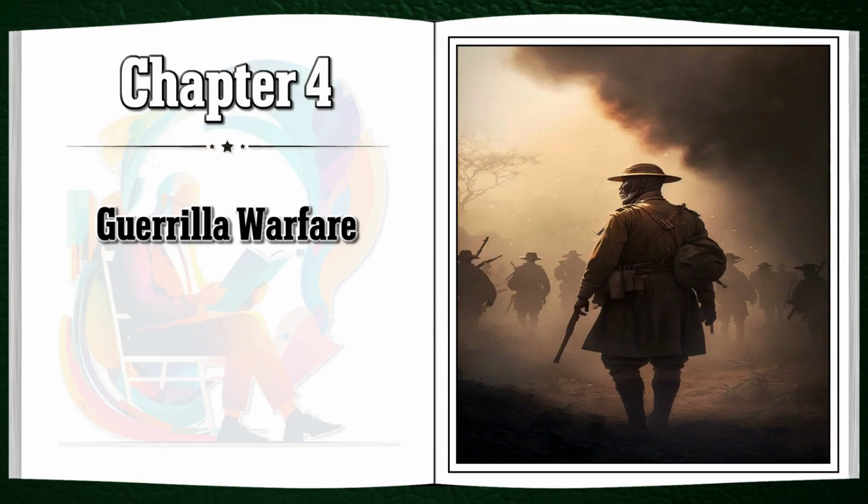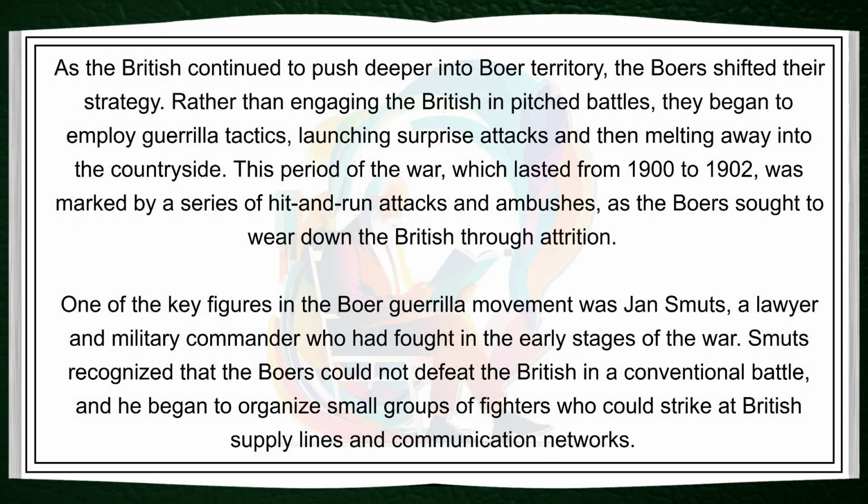Chapter 4: Guerrilla Warfare. As the British continued to push deeper into Boer territory, the Boers shifted their strategy. Rather than engaging the British in pitched battles, they began to employ guerrilla tactics, launching surprise attacks and then melting away into the countryside. This period of the war, which lasted from 1900 to 1902, was marked by a series of hit-and-run attacks and ambushes, as the Boers sought to wear down the British through attrition.